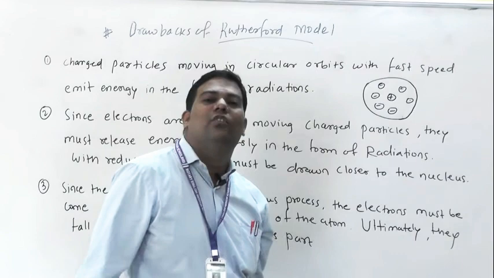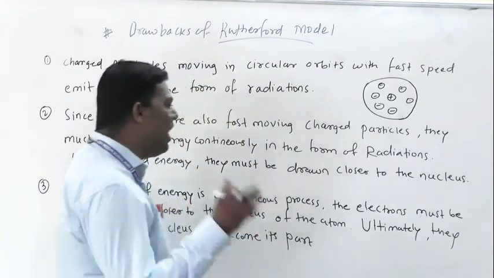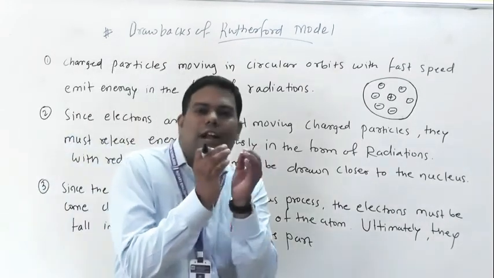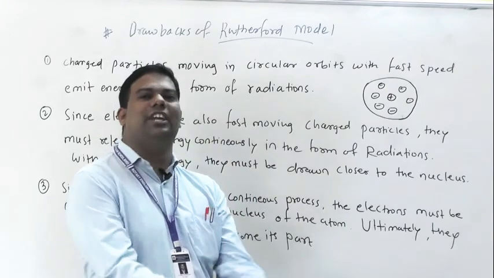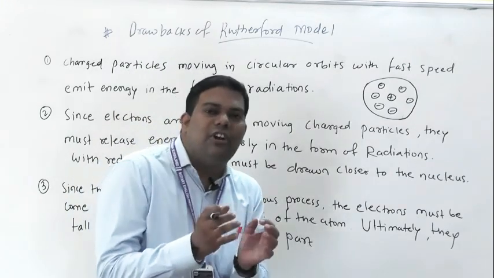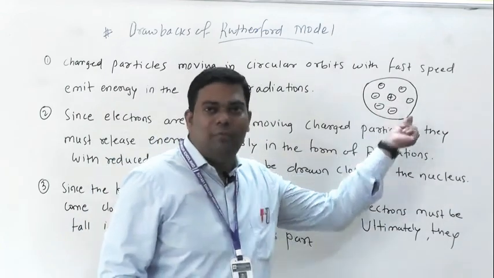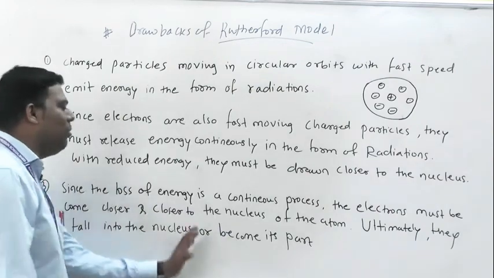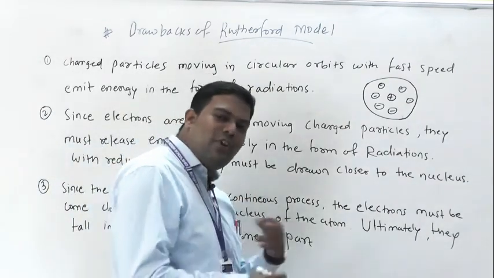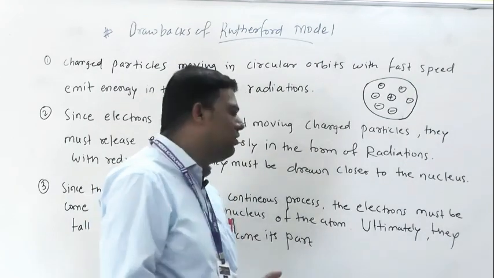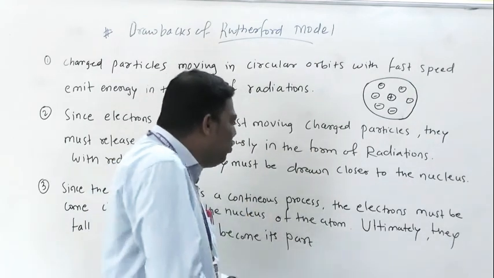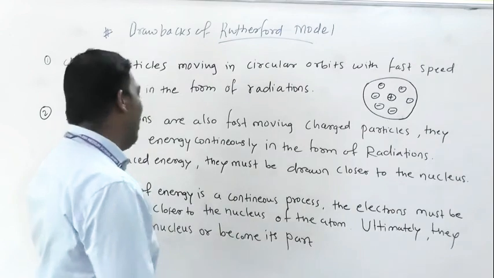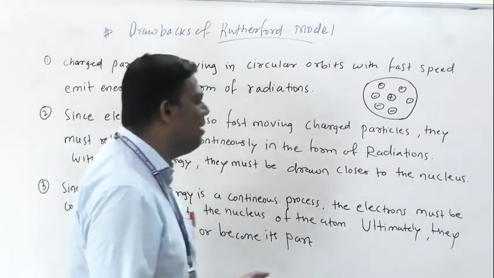This is the second drawback, but actually it does not happen. The electrons would come closer and closer to the nucleus by emitting energy, and with reduced energy they must be drawn towards the nucleus, but this does not actually happen. Now the third drawback: since the loss of energy is a continuous process as the electrons revolve in circular orbits, the electron must come closer and closer to the nucleus of the atom. Ultimately they would fall into the nucleus or become part of it.